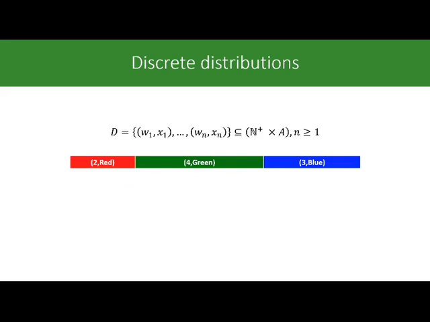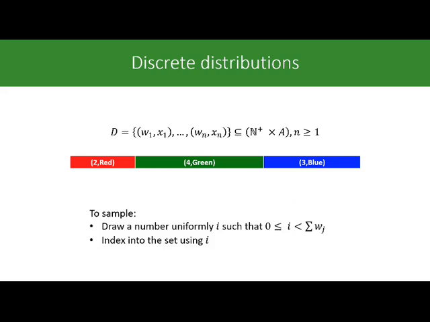How does one sample from such a distribution? The easiest way would be to draw a number uniformly from 0 to the sum of the weights, and then use that number to index into the set. For example, if we choose the number 5, then indexing into the set means that we would pick green to draw out of the urn.